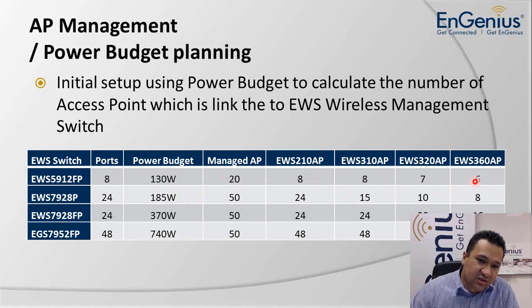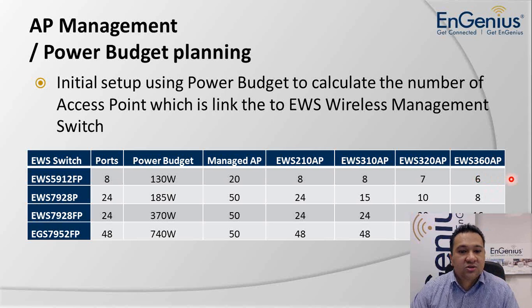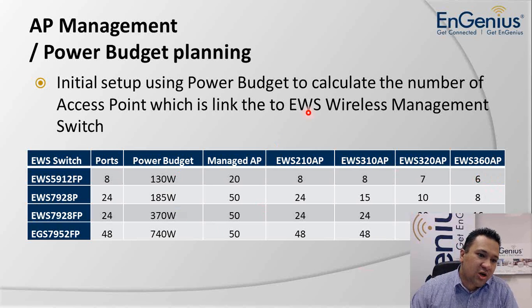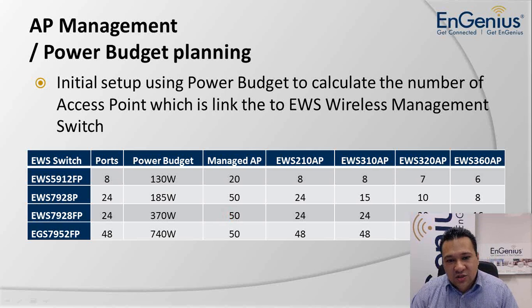So you are restricted. If you use this EWS 360, you're restricted to use only 6 access points directly powered by the PoE switch. So in this way, you can calculate how many access points you can manage directly with the switch. But second of all, you also have to calculate how many access points you can power up with the budget of this switch. If you want to connect more access points, which you can manage with one EWS switch, you have to see how many access points you can, for instance, power up by an additional EGS switch.